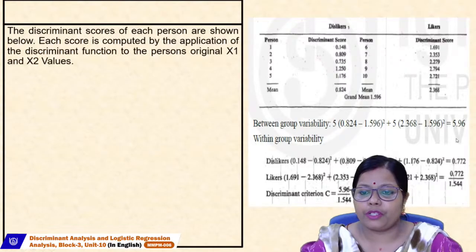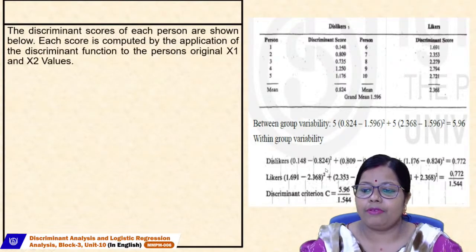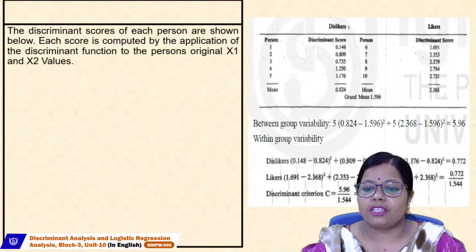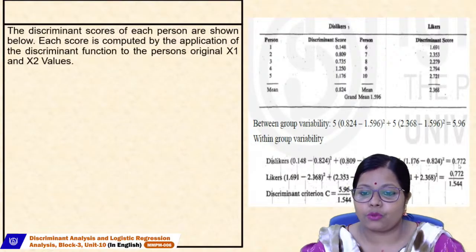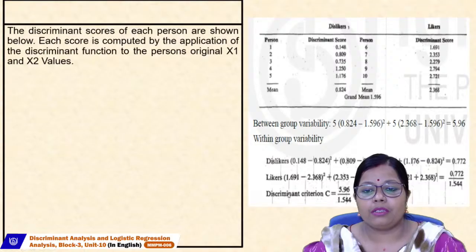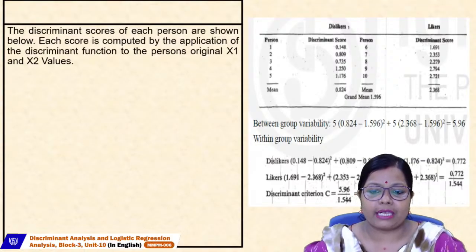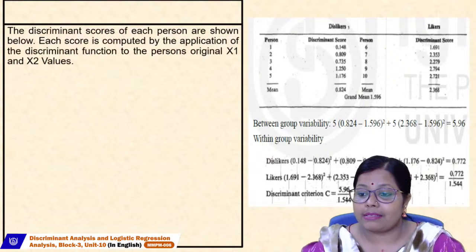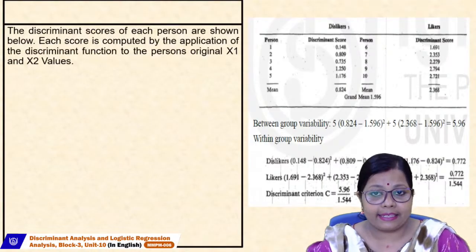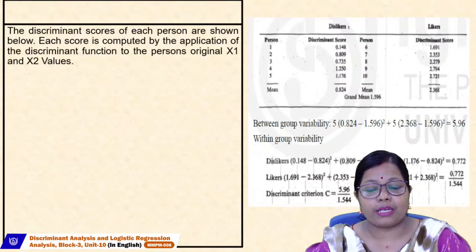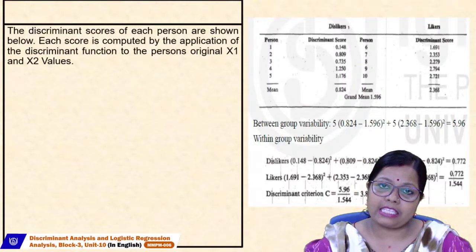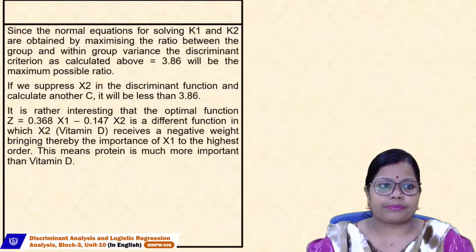Putting this value in the formula, we got this. And for dislikers, if we calculate the differences of squares, each is 0.772, and the same deviation from the group variability. Within the group variability, we calculated for likers, it is 0.772 divided by 1.544, and the discriminant criterion we have calculated, which is most important, is 3.86. Let us check whether it is accepted or rejected as per our testing of hypothesis.